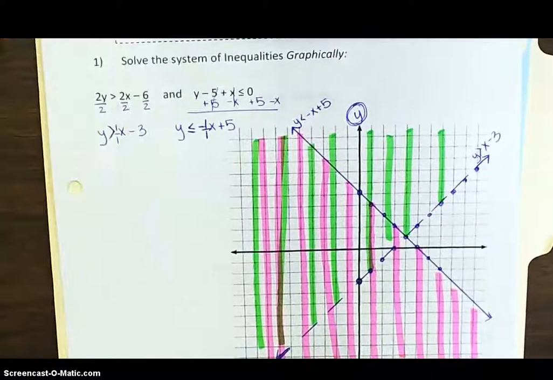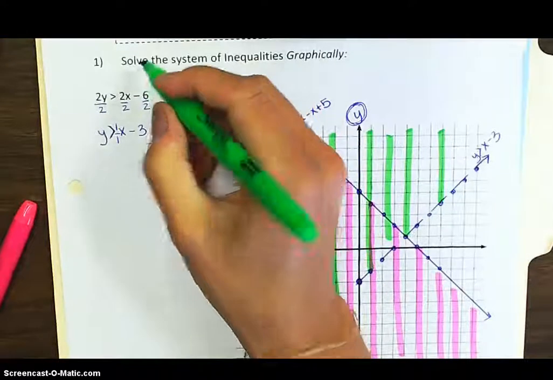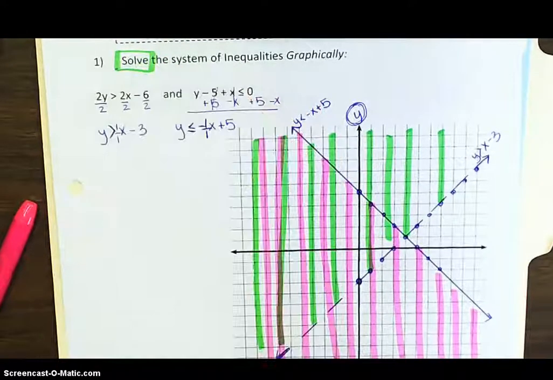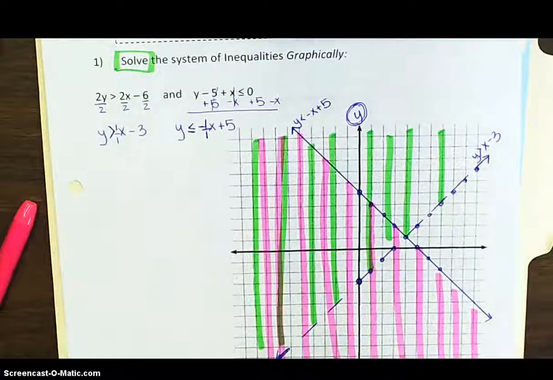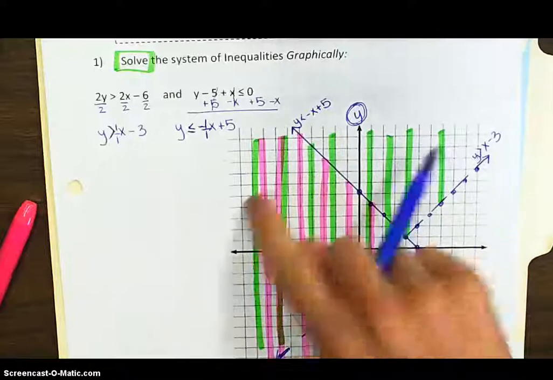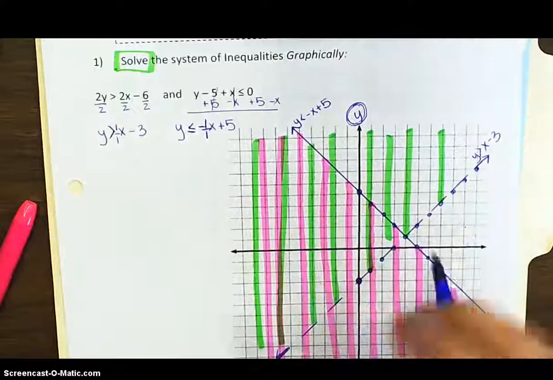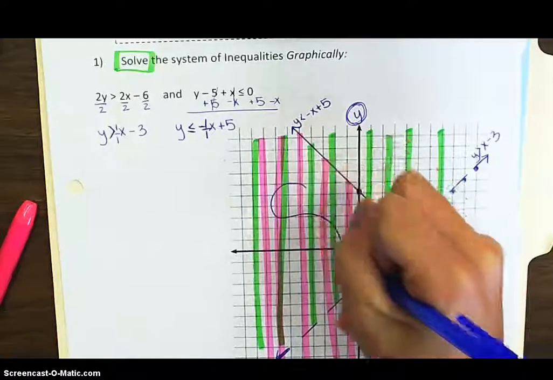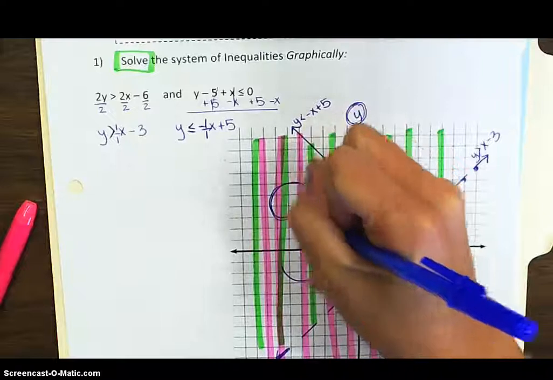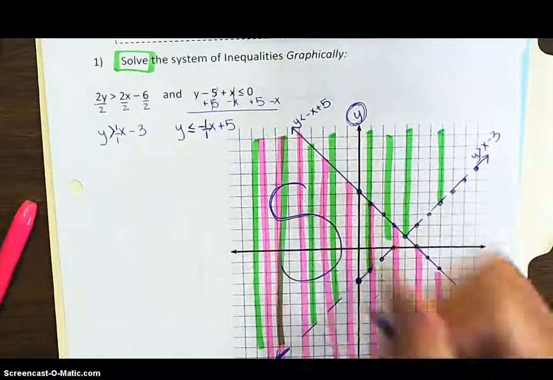Okay, so now that we have graphed, we still have to answer the final question. This question told us to solve. Now, your solution with an inequality is not a single point. It's an entire region. What is greater than this and less than that? Well, that would be this area here where we have both of our colors. So this would be our solution. So we're going to put a big S there for our solution.